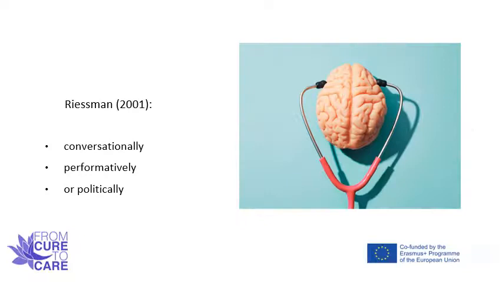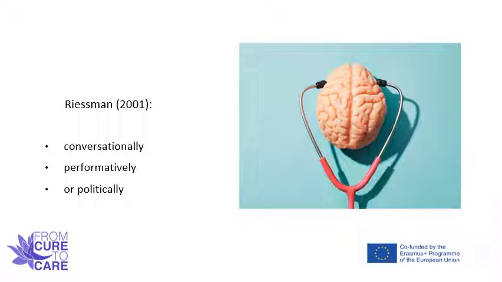Other authors point to other types of textual analysis. For example, Riessman suggests that narrative can be analyzed conversationally, as dialogue between narrator and listener, performatively, as drama, or politically. The unfolding of events is constrained by prevailing social and institutional norms.